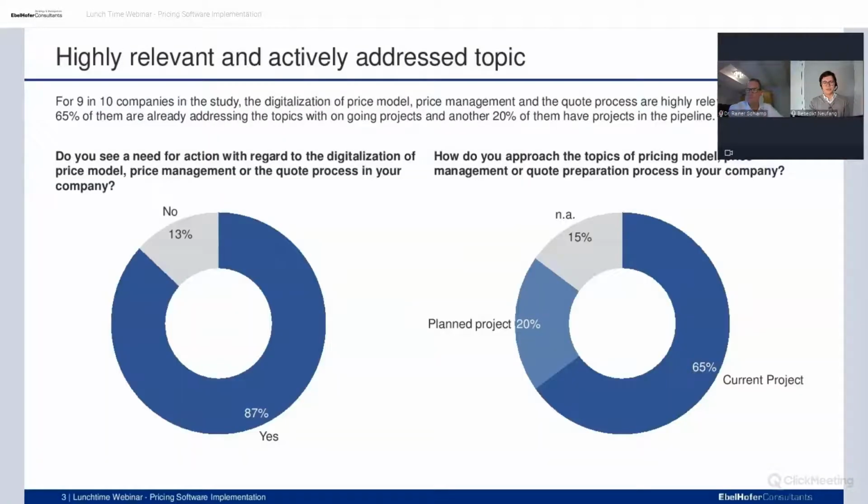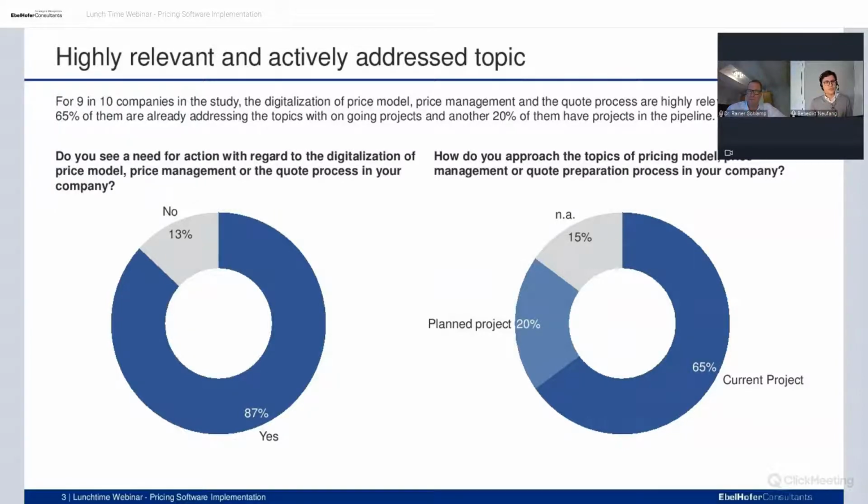We started, first of all, by asking the questions of relevance. And you see that here on the left-hand side, the overwhelming part of the participants. And yes, this might be a question of selection and of sample bias, but still 9 out of 10 of these companies are putting a high focus on the topics of price model evolution, the evolution of their price management, and also the optimization and digitization of their quote processes.